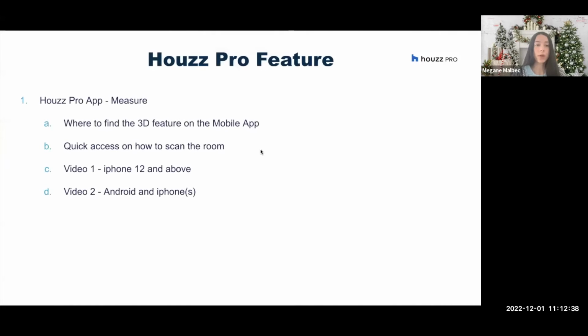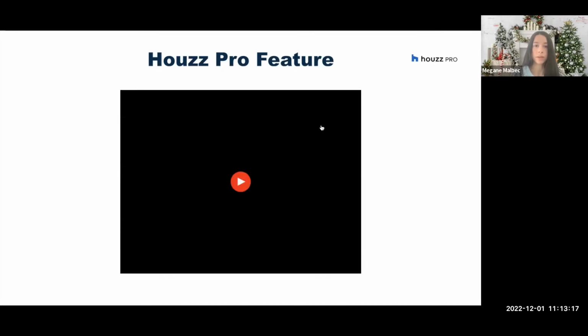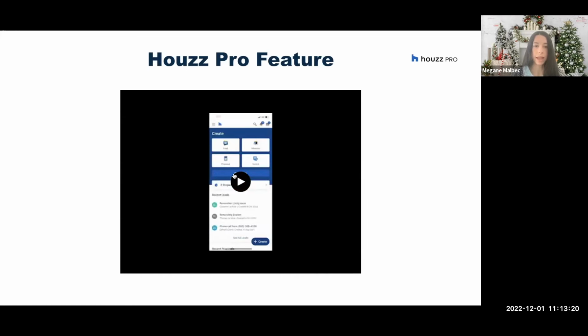First we're going to see where to find the 3D feature on the mobile app, and then the quick access on how to scan the room. We have two different videos because there are two different experiences, depending on your phone. If you have the iPhone 12 and above, you will have the new experience. If you have an Android phone or an iPhone below 12, you will get the older experience. So I'm going to play the first video.